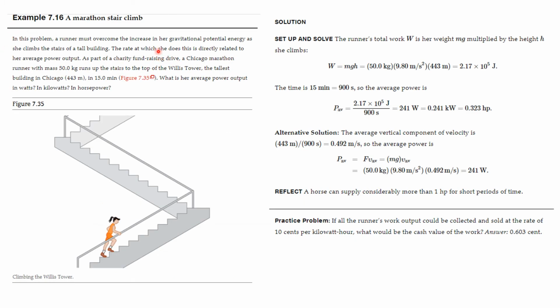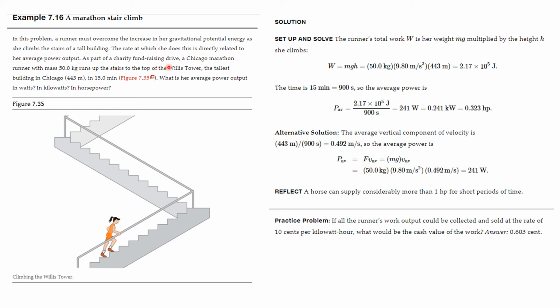Here's another example, a marathon stair climb. A runner has to run upstairs, let's just say in the Willis Tower. They're talking about that Willis Tower run. And the rate at which she does this is directly related to her average power output.